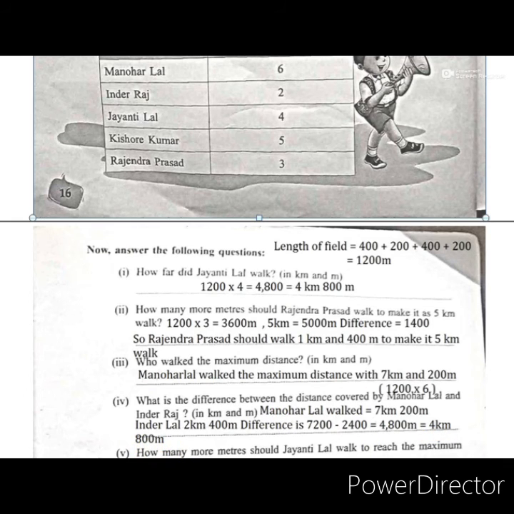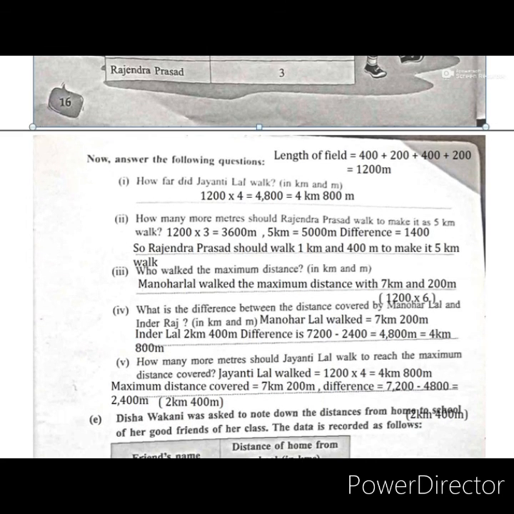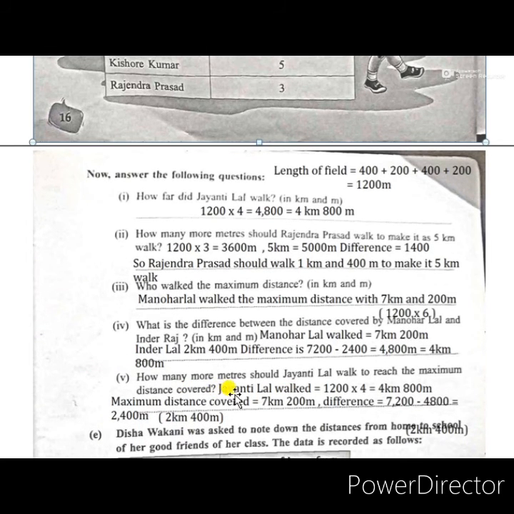Now see the last question, the fifth question. The fifth question is, how many more meters should Jayandilal walk to reach the maximum distance covered? Here, students, we know who walked the maximum distance every day, which we have repeated twice. The maximum distance is walked by Manohar Lal. He can walk a distance of 7 kilometers and 200 meters. Now we have to find Jayandilal's walk.